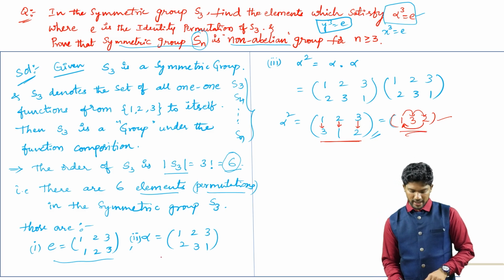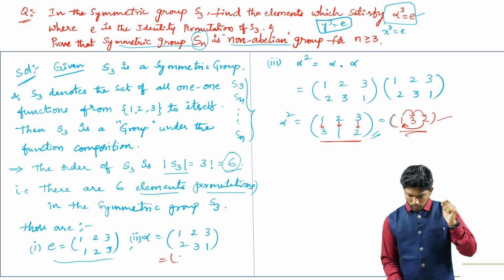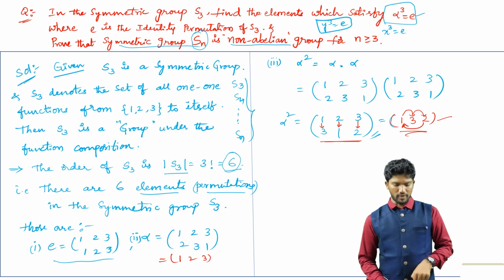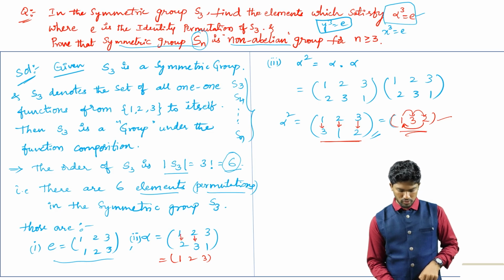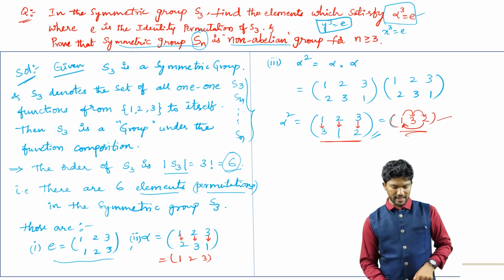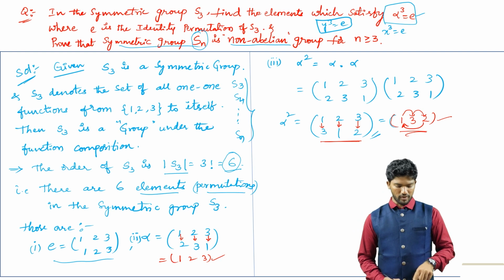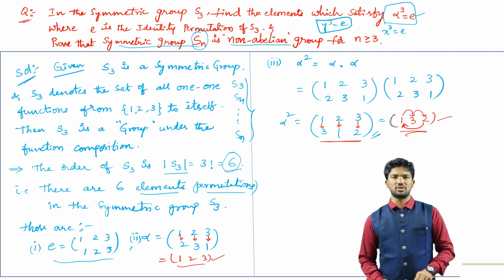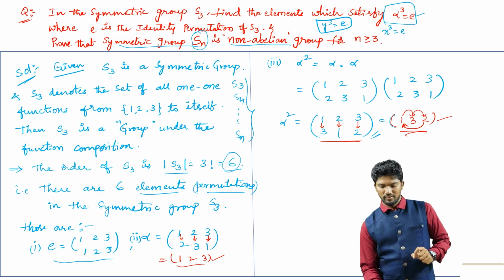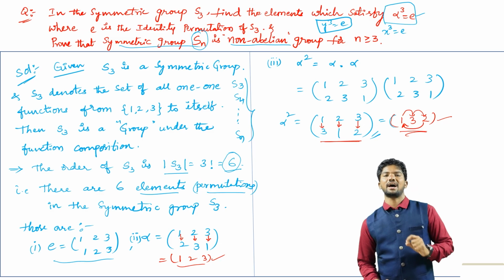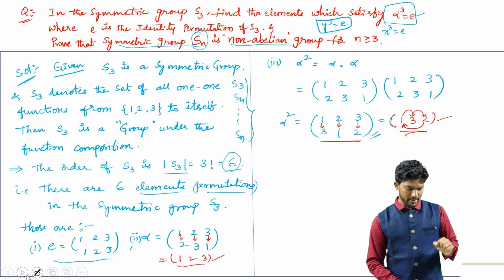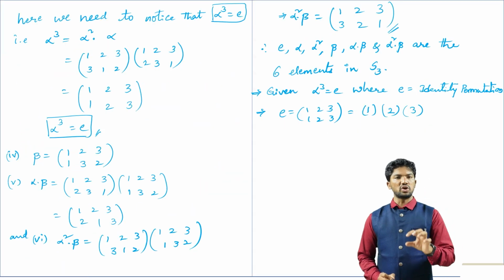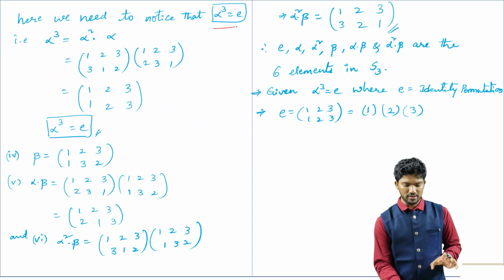Next, alpha also you can write in the cycle notation, 1 goes to 2, 2 goes to 3, and 3 goes to 1. This is the cycle notation you can also write in the examination, because in the proof we are going to use them. Wherever you have the cycle notation (1 2 3), it gives alpha. Wherever you have the cycle notation (1 3 2), it gives alpha square. That is the third element. Next, here we need to notice that alpha cube is equal to e.